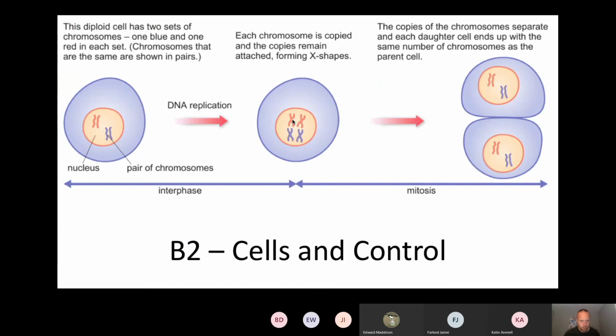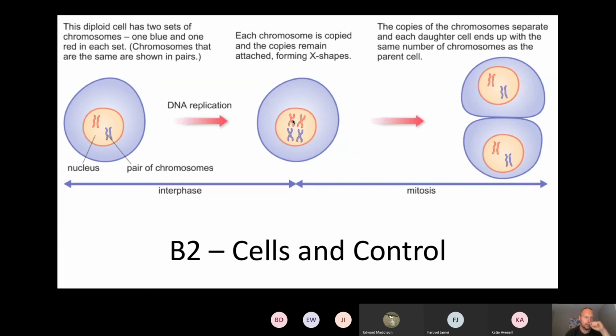Right, anyway. Right, B2, cells and control. This is what you need to know. So mitosis is the first thing we're going to look at. And mitosis makes identical cells. So one cell splits into two identical cells.